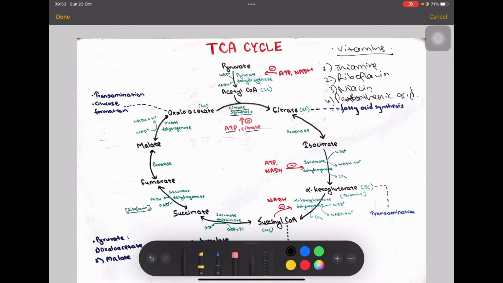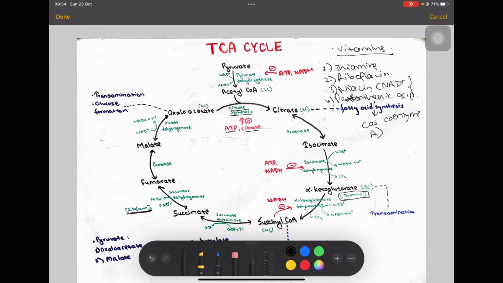Okay, we have already discussed this. Thiamine is used as the cofactor for the alpha-ketoglutarate dehydrogenase enzyme, and likewise riboflavin is used as the cofactor for succinate dehydrogenase. And niacin is used as NAD plus, the electron acceptor for isocitrate dehydrogenase, alpha-ketoglutarate dehydrogenase, and malate dehydrogenase. And pantothenic acid is used as coenzyme A, which is attached to active carboxylic acid residues, that is acetyl-CoA and succinyl-CoA.